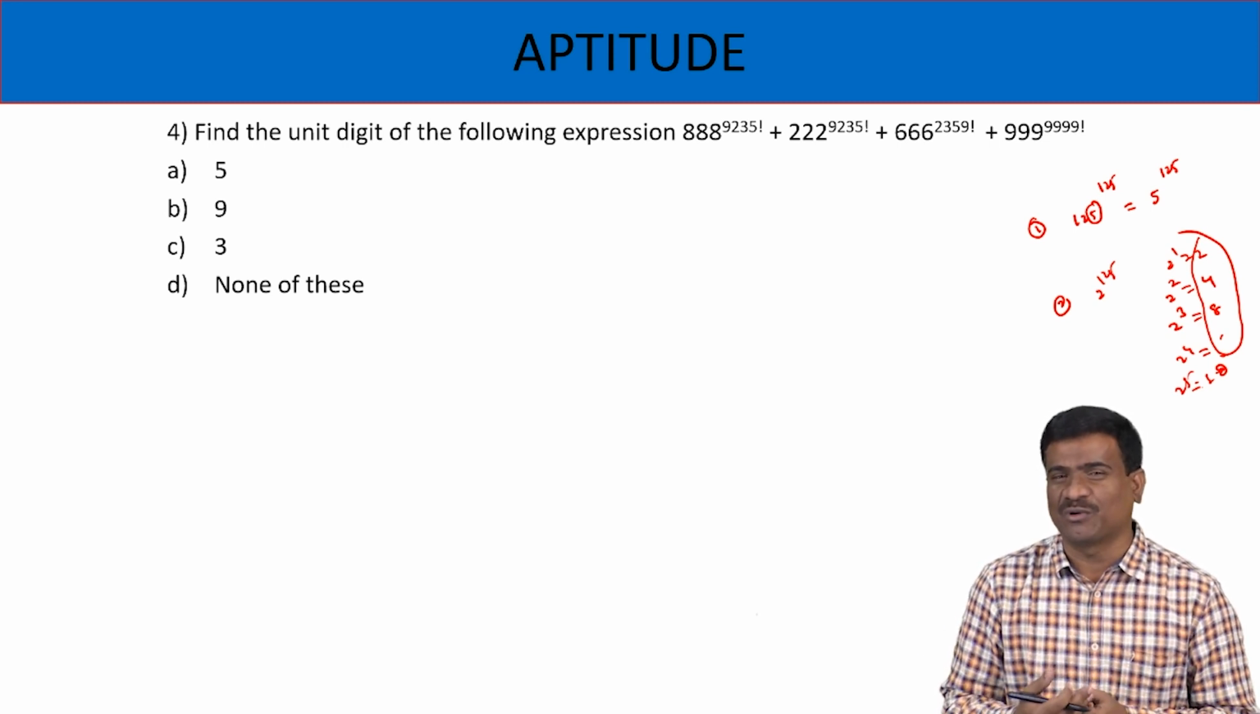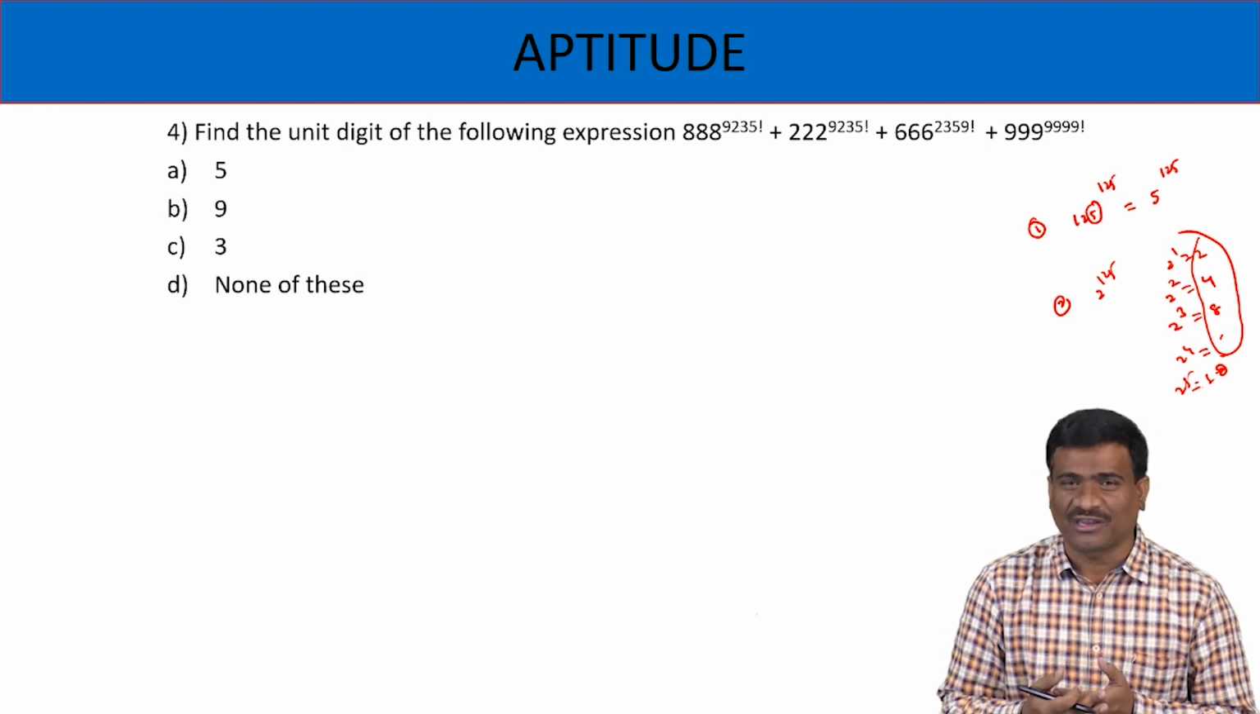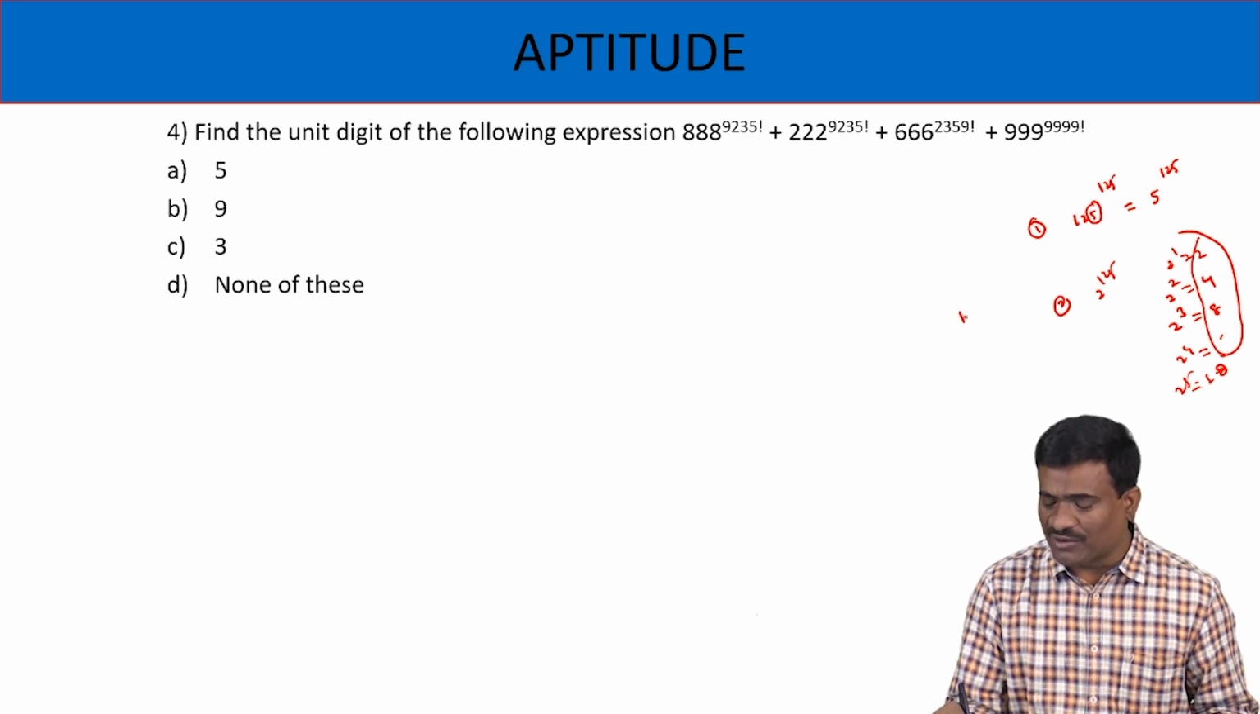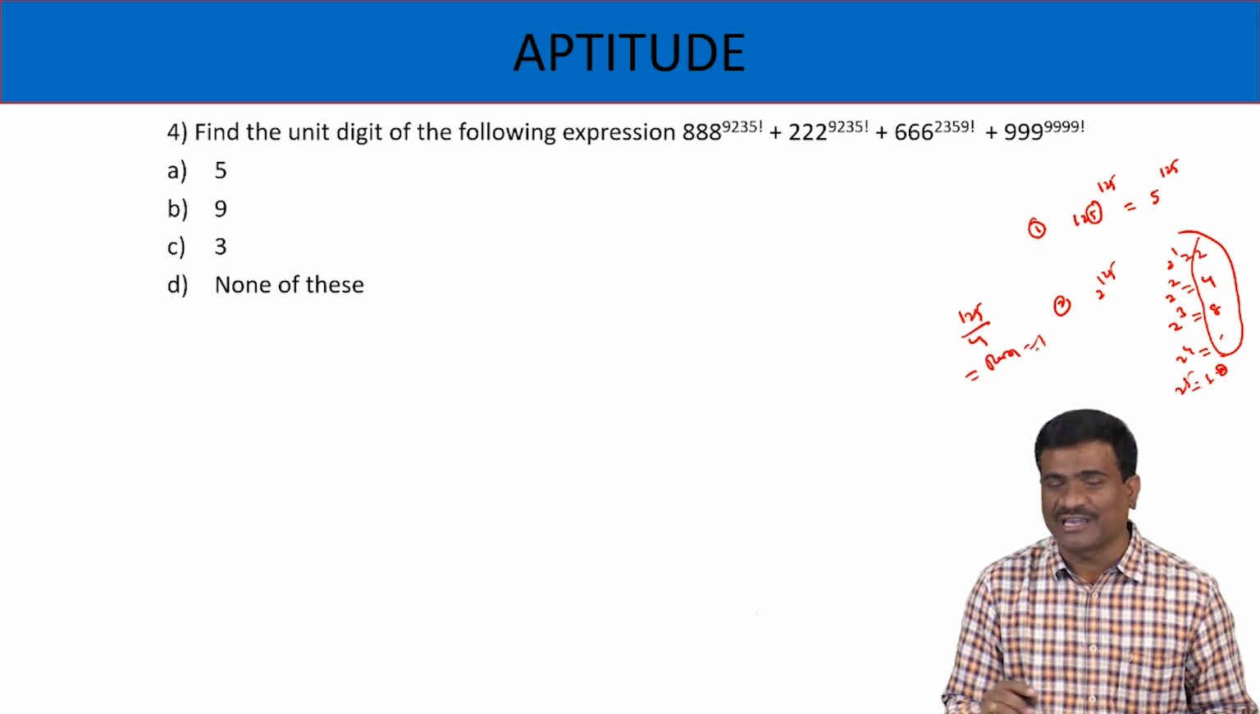Suppose this example, 2 to the power of 125. The property: for numbers that are cyclic repeated, the power is divided by 5. 125 divided by 5, the remainder is equal to 1.